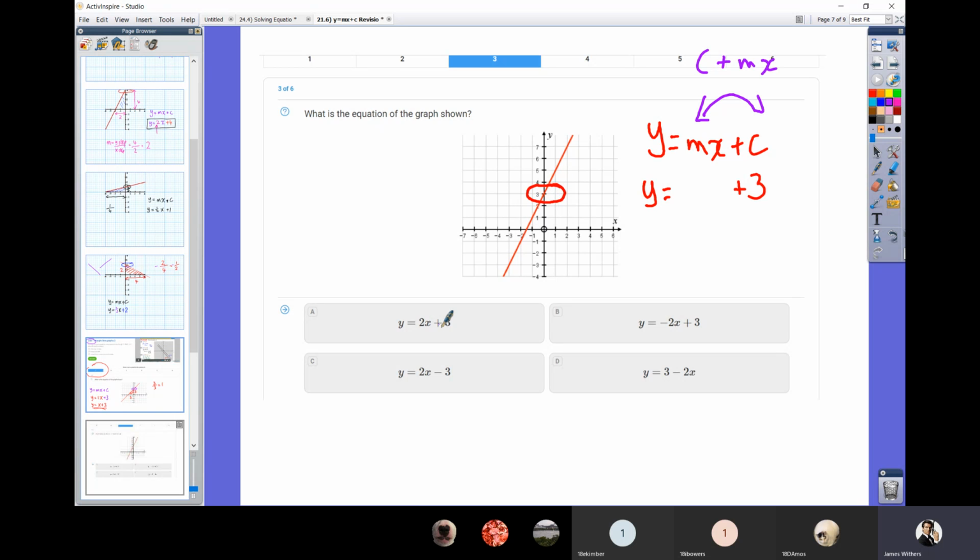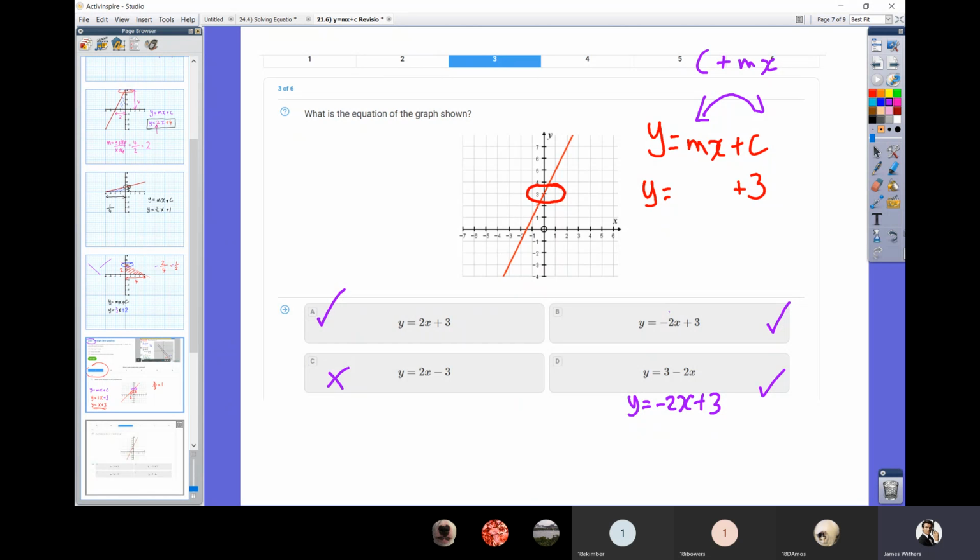So that could be A. Can't be C, because that's crossing at -3. Could be B, and it could be D, because look, that is y equals 3 minus 2x. That's actually the same answer as B, just with those two terms swapped around. That is the same thing as y equals minus 2x plus 3. They just swapped the first two terms around. So all of those three are possibilities. They've got the +3 on the end.